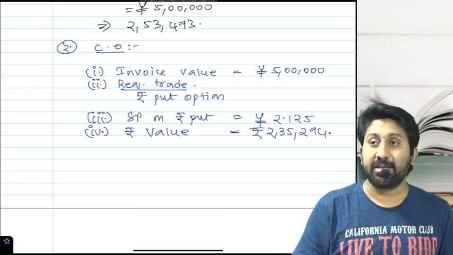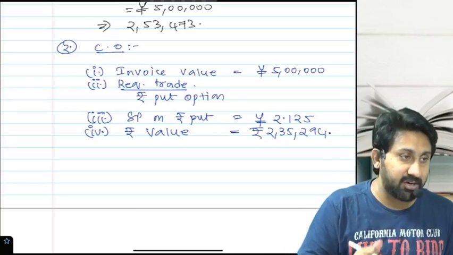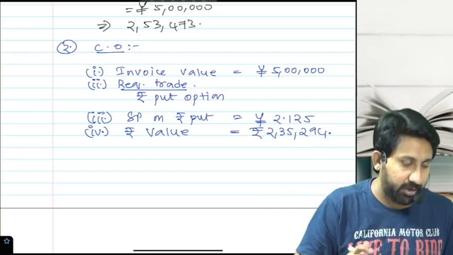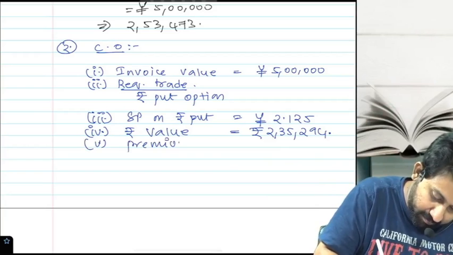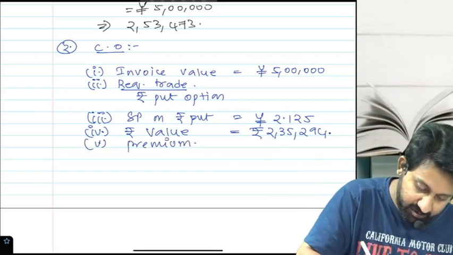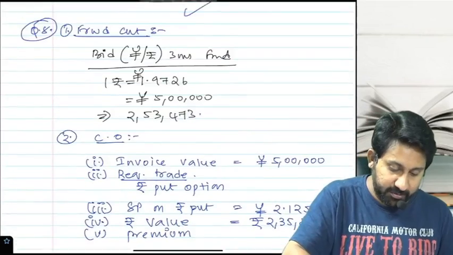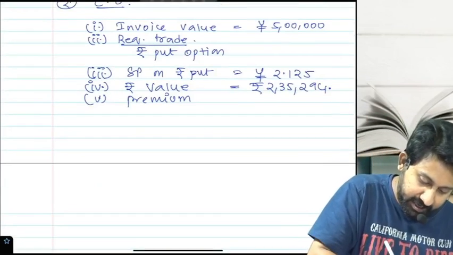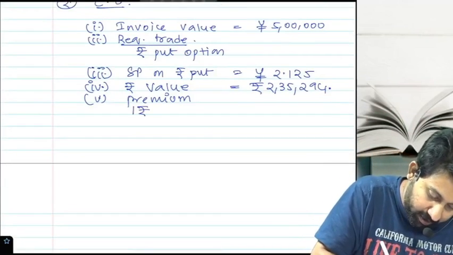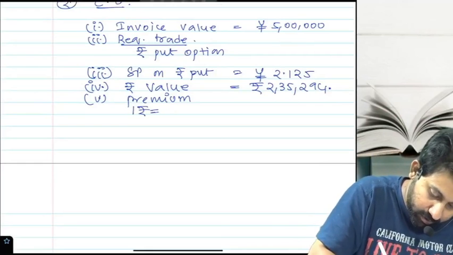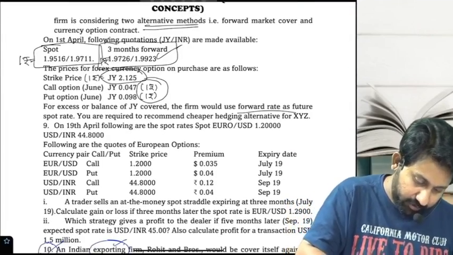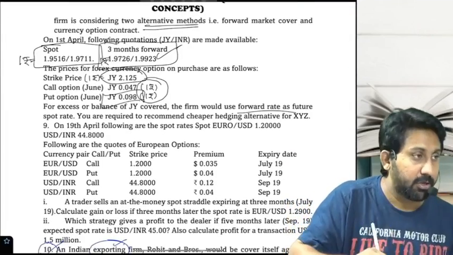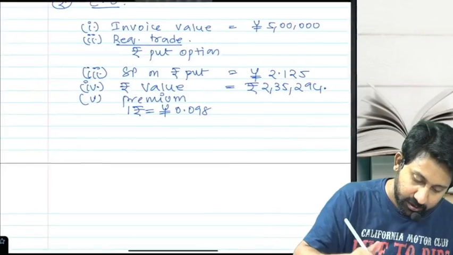The problem is, in this question they didn't give any standardized lot size. Directly you have to take. Number 5, premium. So how much premium do we need to pay? See here, 1 rupee equals 0.098 yens. Put option premium 0.098.